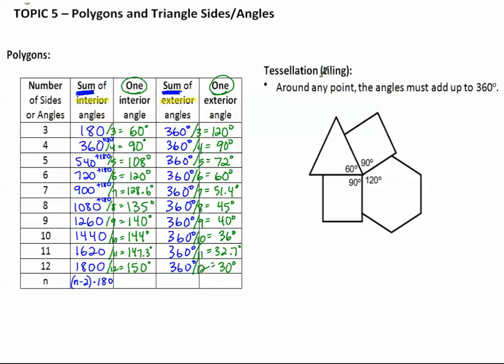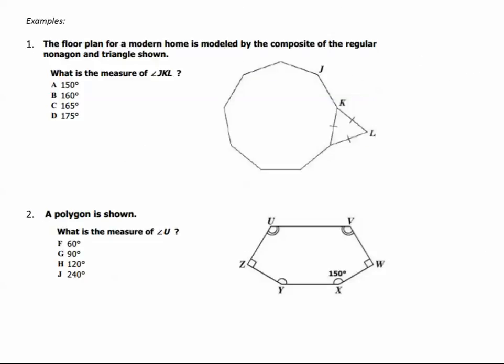Now, tessellation relates to polygons because we tessellate, or we tile, with polygons. Around any point, it's important to remember, like a point where all the polygons come together, the angles must add up to 360 degrees. Because notice if we put this angle together with this angle, together with this angle, together with this angle, it goes all the way around a circle, which is 360 degrees. So keep that in mind as we do our next couple of examples.